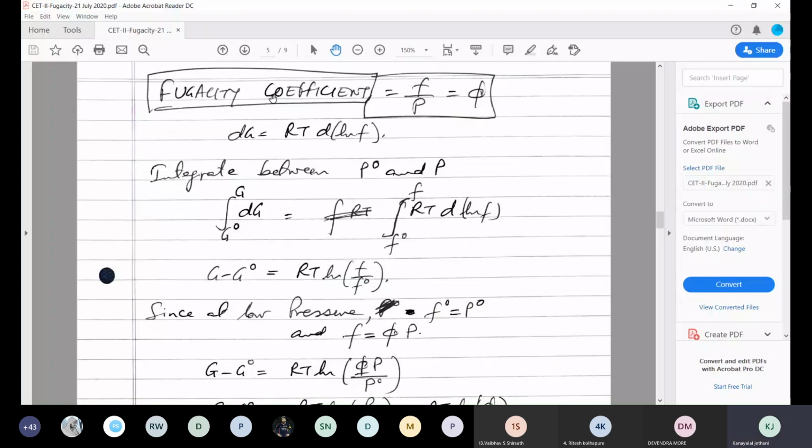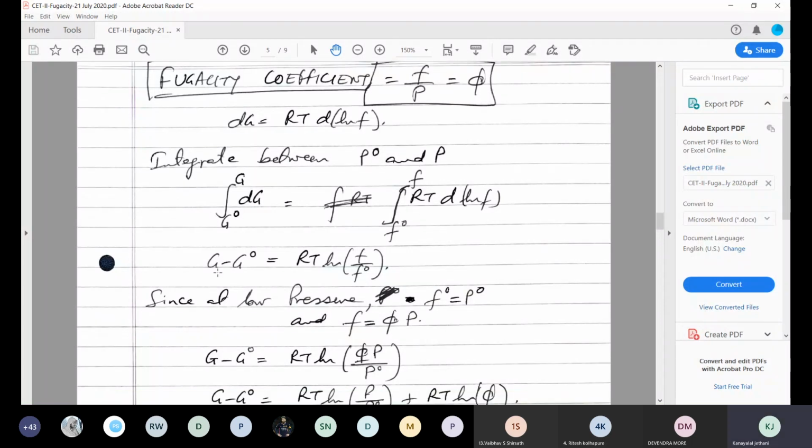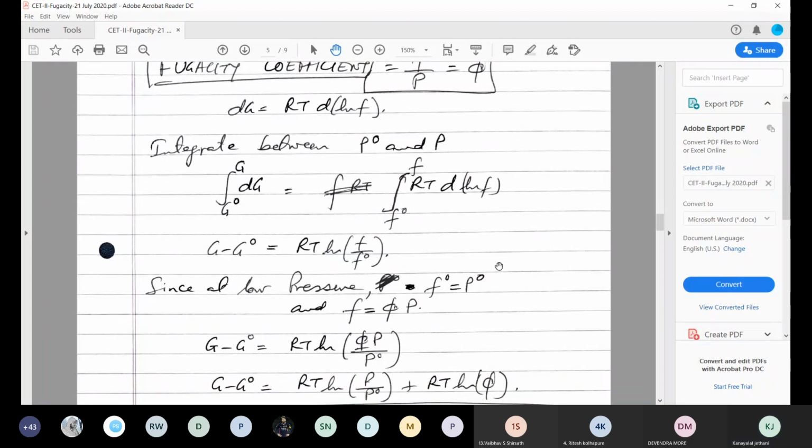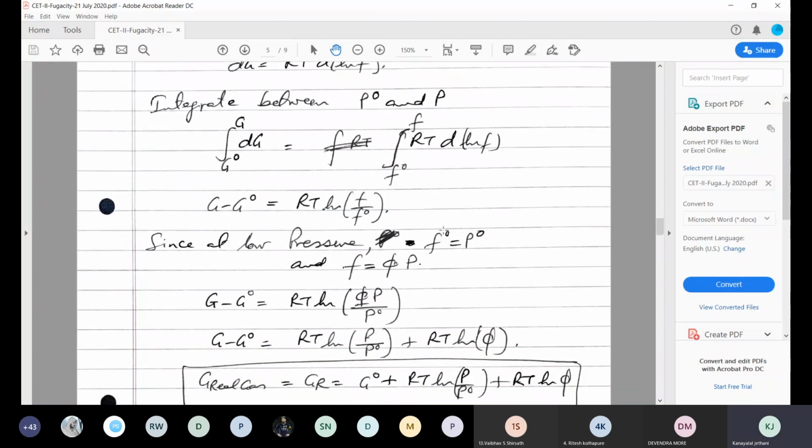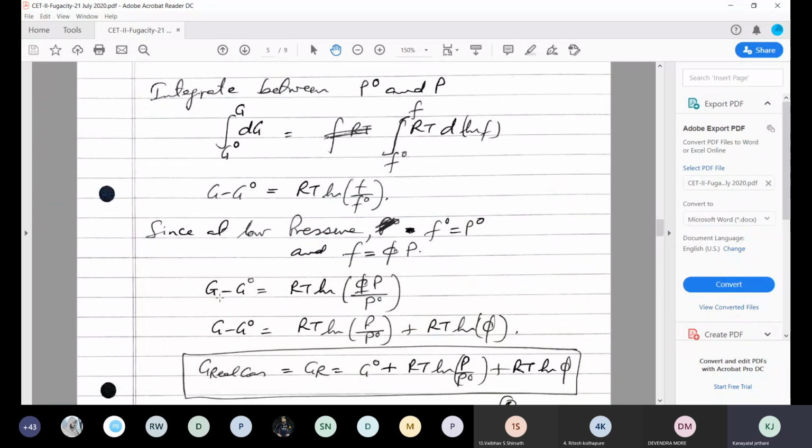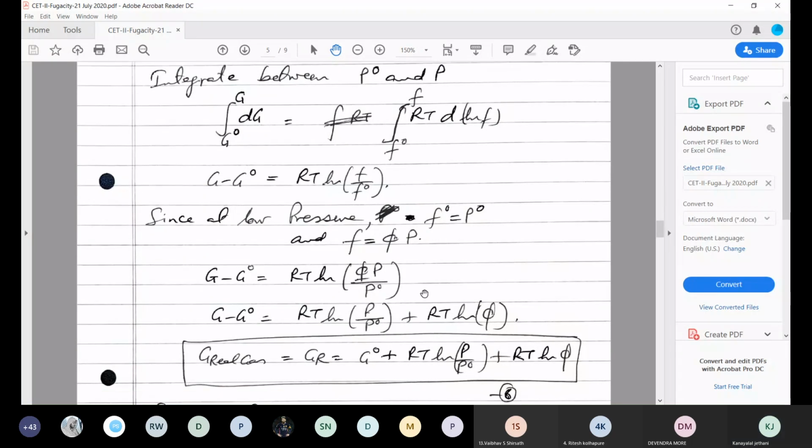Okay. So we define the fugacity coefficient, which is equal to F by P, which is equal to phi. Right? And we have defined fugacity as dG equal to RT d ln F. So if we integrate between low pressure P0 to P, we get the integral from F0 to F. What we get is G minus G0 is equal to RT ln F by F0. Since at very low pressure F0 is equal to P0, and F is equal to phi into P, we can replace this. G minus G0 is equal to RT ln (phi P) by P0, so what you'll get is RT ln P by P0 plus RT ln phi.